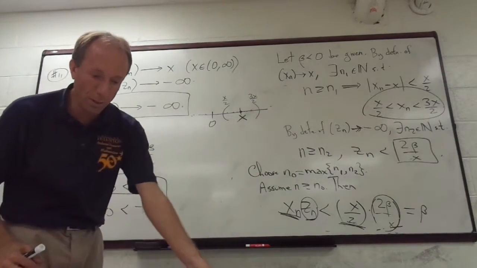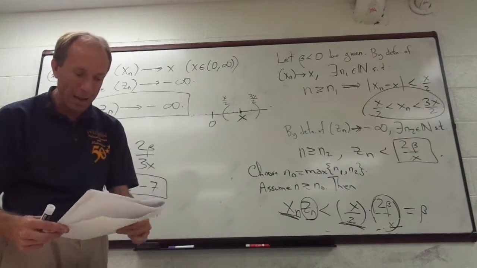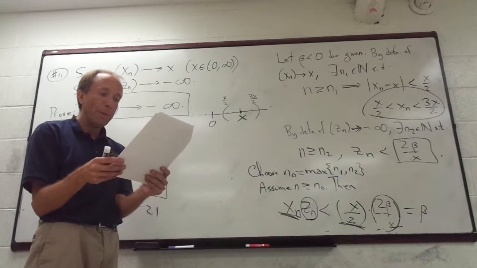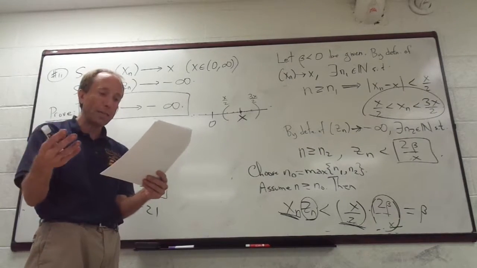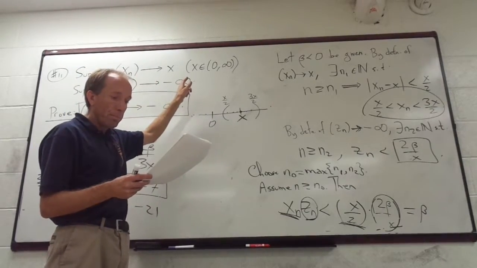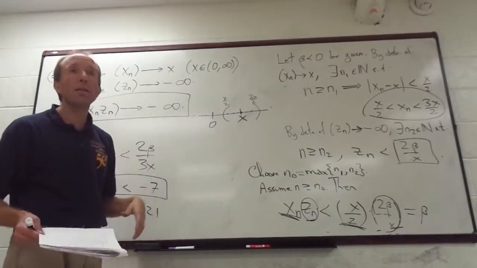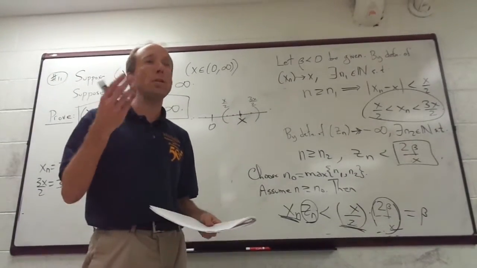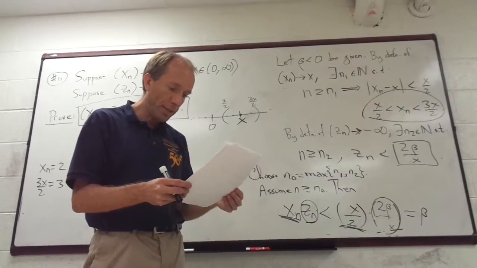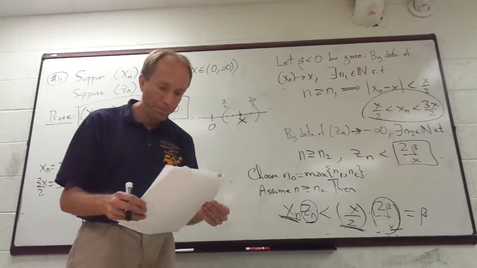It's almost like just number sense. I have another part here that says prove that if xn converges to x, and if zn converges to plus infinity, then xn plus zn converges to plus infinity. That's a much easier problem, right? Everything's positive. It's very straightforward to get that one to work out.